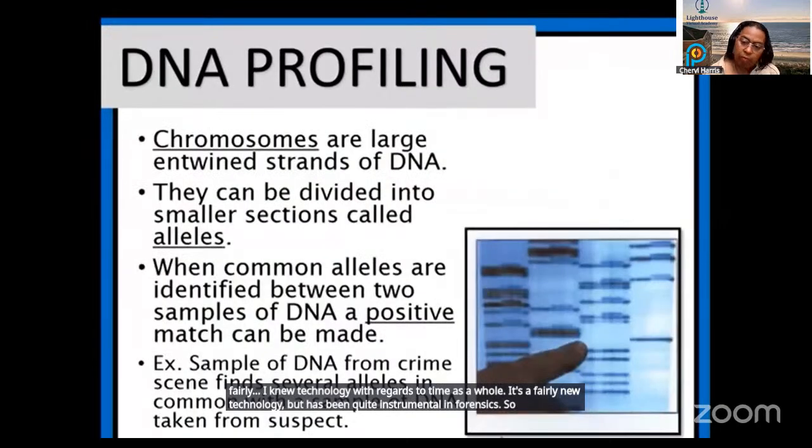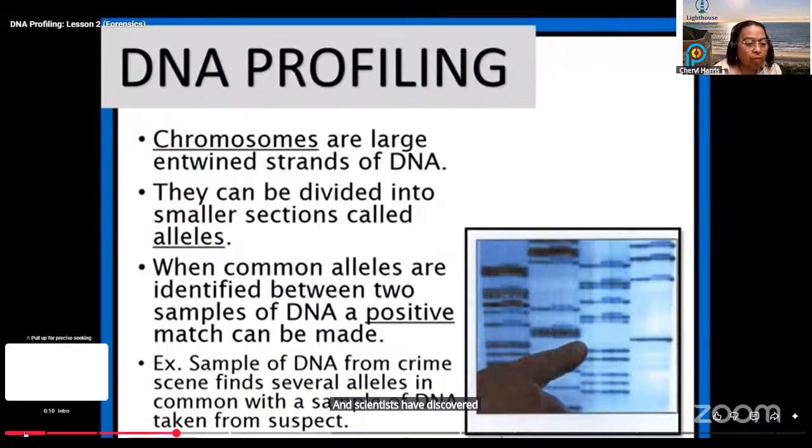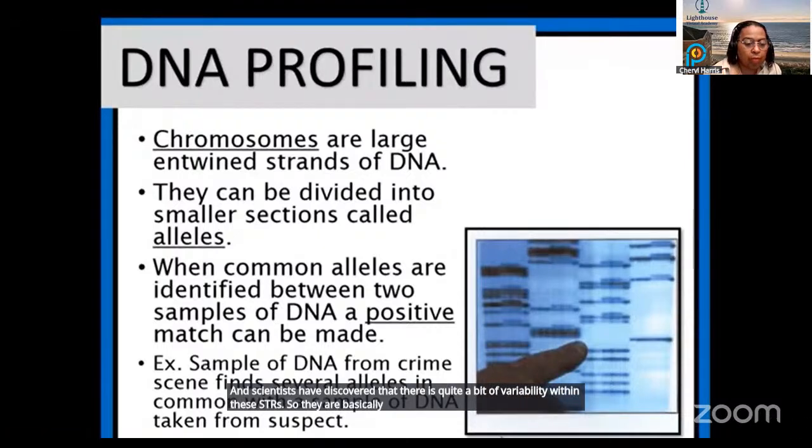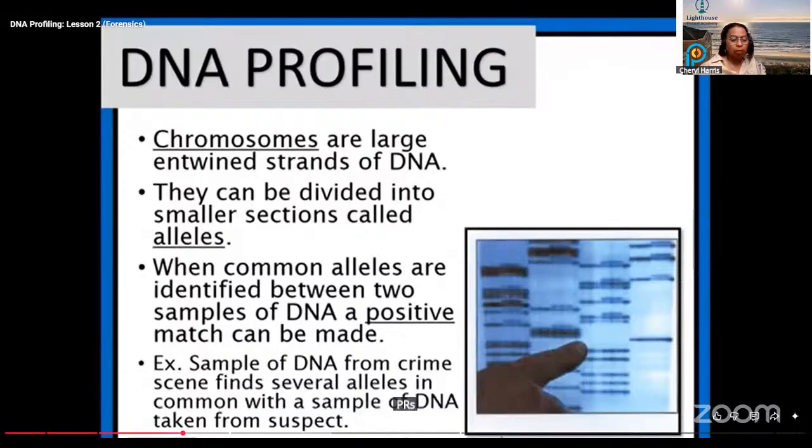So to make it understandable, you need to know that in humans, we have long linear strands of DNA, but within that, we have something called genes. It is true that 99% of our DNA is going to be exactly the same as every other human on the planet. However, there are segments within our DNA that are unique to us, and these segments are called short tandem repeats, or STRs. And scientists have discovered that there is quite a bit of variability within these STRs. They are basically letters of DNA that repeat over and over.